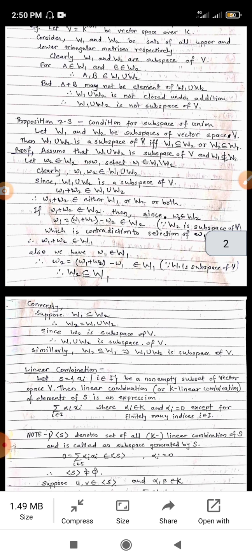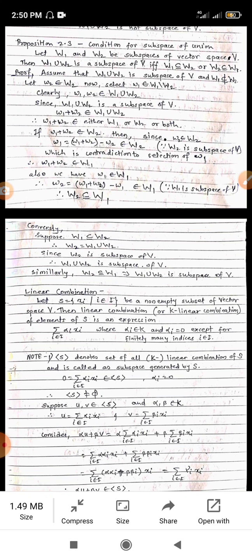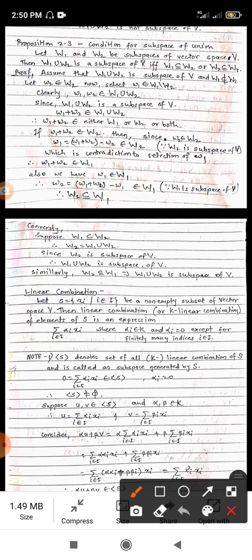Now let us see the converse part. Suppose W1 is a subset of W2, then what does the union become? W1 union W2 becomes W2, and we know that W2 is a subspace. Similarly, if W2 is a subset of W1, then W1 union W2 is also a subspace of V. Therefore in either case, if W1 contains W2, then the union is a subspace. If W2 contains W1, then it is again a subspace.